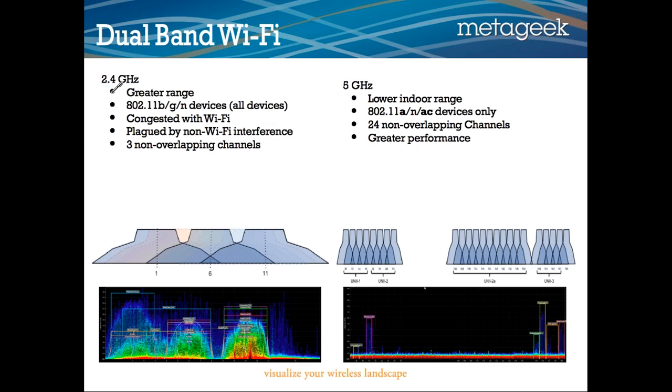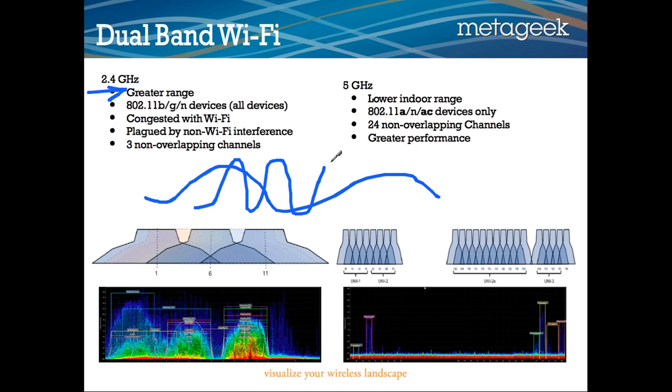So let's take a look at 2.4 gigahertz. First, in the 2.4 gigahertz band, we're going to see greater range, and that's because the 2.4 gigahertz wavelength is longer than the 5 gigahertz wavelength. The 5 gigahertz wavelength is much shorter. The wavelengths are much closer together, so it doesn't do nearly as good of a job at punching through objects. It attenuates faster than 2.4 gigahertz, so we see that it has a lower indoor range.